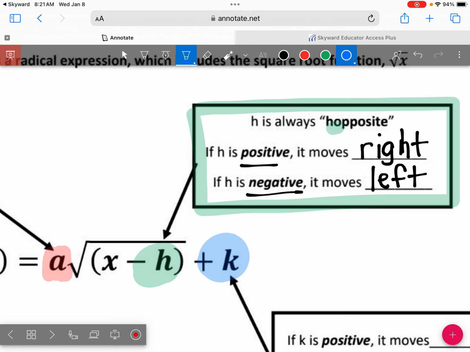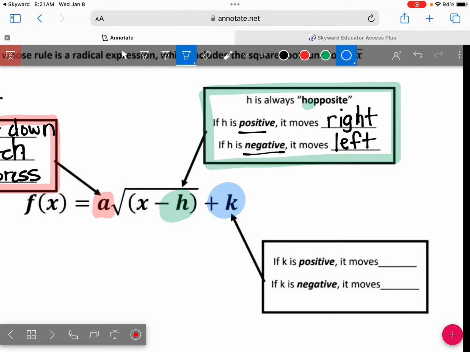And then lastly, we have K. K is the number outside of the box or outside of the root. If it's positive, it's going to move the graph up, and if it's negative, it moves the graph down. So those are your transformations.